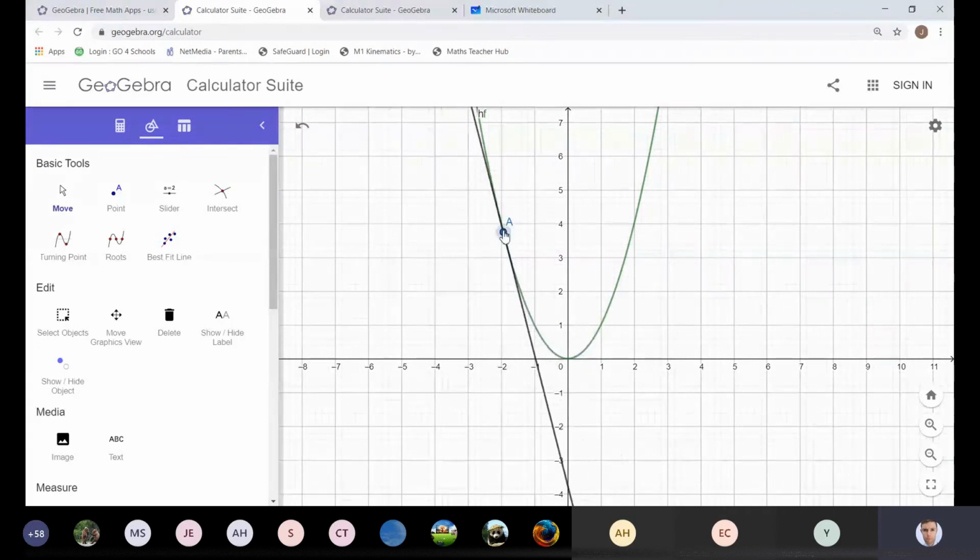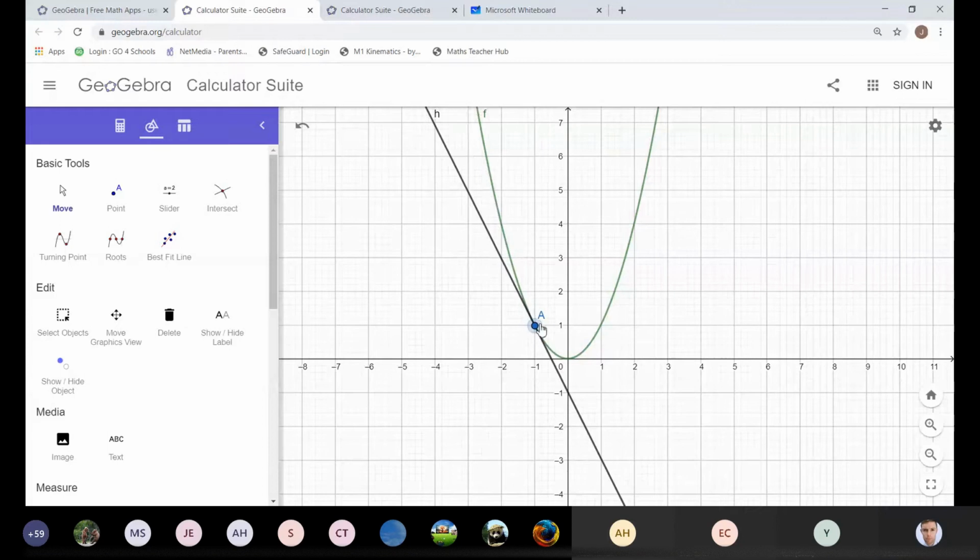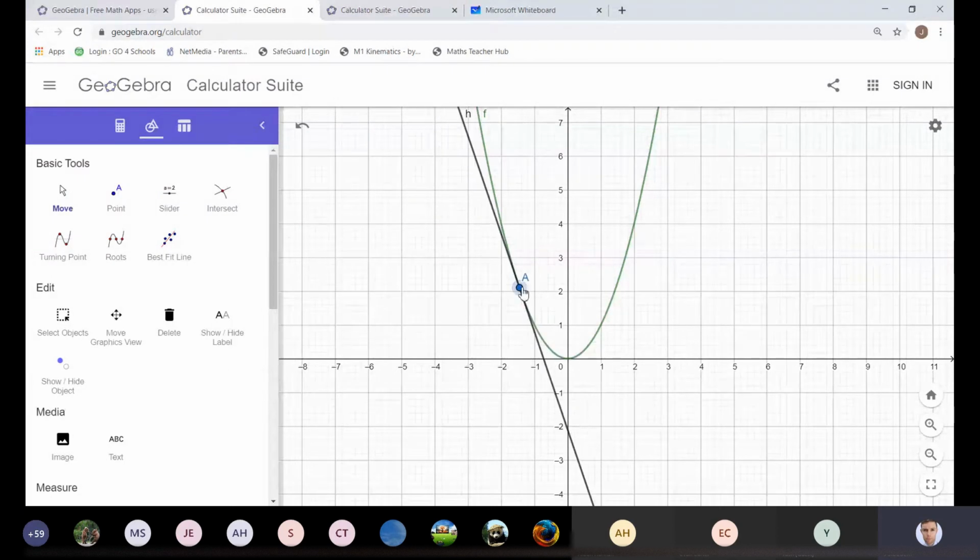So can anyone tell me about the gradient anywhere when x is negative? If anyone would like to give me an answer to that, you can talk on the microphone. What can you tell me about the gradient here when x is negative? Anyone brave enough to speak? Or I'm going to have to pick on people. It's negative. It is negative, yes. Thank you very much. Who was that? Carl. Carl, excellent. Thank you, Carl.